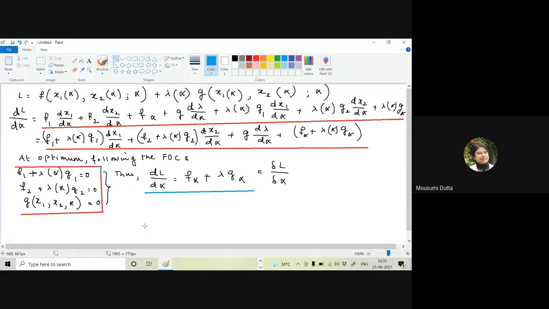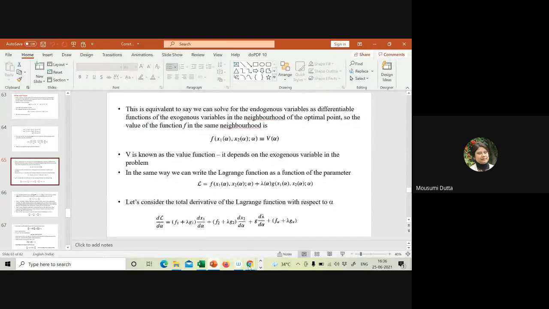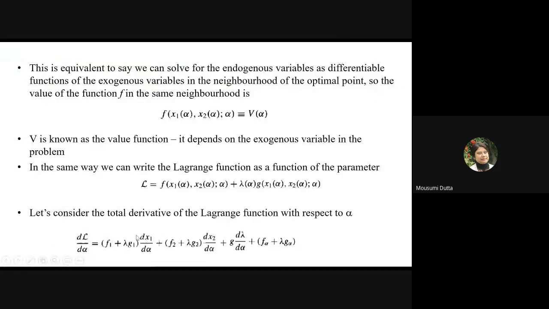V as a function of x1, which is a function of alpha, x2, which is also a function of alpha, and alpha. So we will consider the value function, and we will find out dV by d alpha. Okay, before going to that, let's check what we have in the slide.